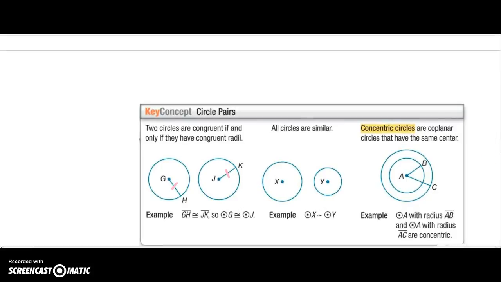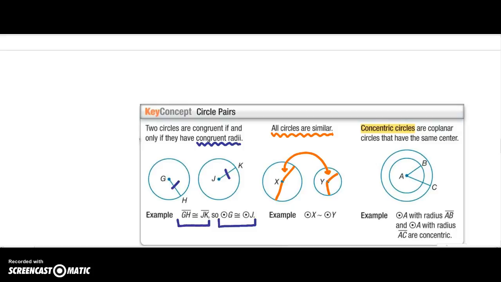Alright, circle pairs. Two circles are congruent if and only if they have congruent radii. So that radii allows me to say that because my radii are congruent, then my circles are congruent, which makes sense. The second thing, all circles are similar. Well, because all of my radii are going to be the same, no matter where it is on the circle, I know that my radii, or my diameter, or whatever I want to compare, are proportional.